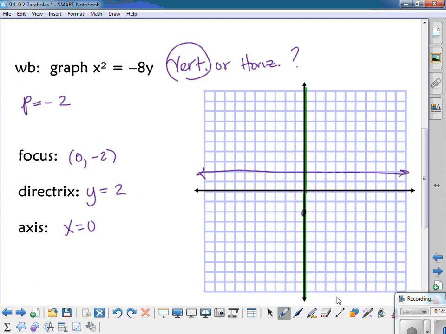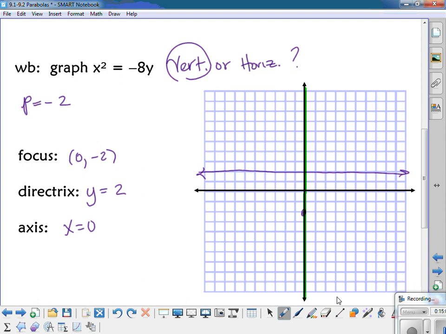Yes? How do you know when your axis equals 0? Does it ever change? So for these problems, if it's just in the standard 4px or 4py form, it's going to be either x equals 0 or y equals 0, depending on if it's horizontal or vertical. Tomorrow we'll do some translations, so then it's going to change based on the translations. But for today, it's always going to be either x equals 0 or y equals 0.